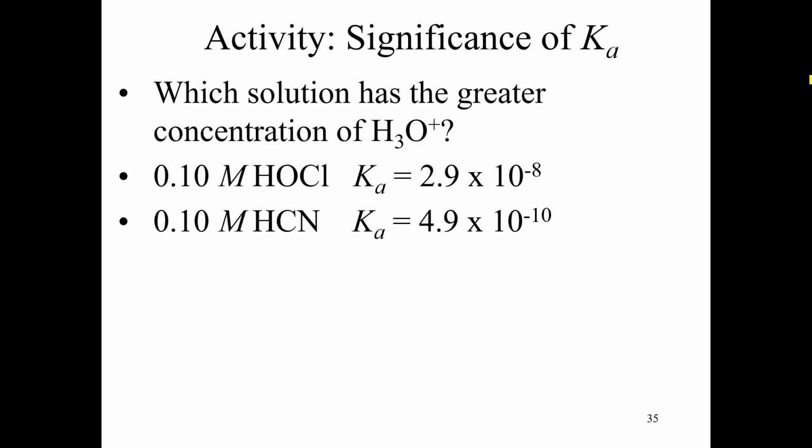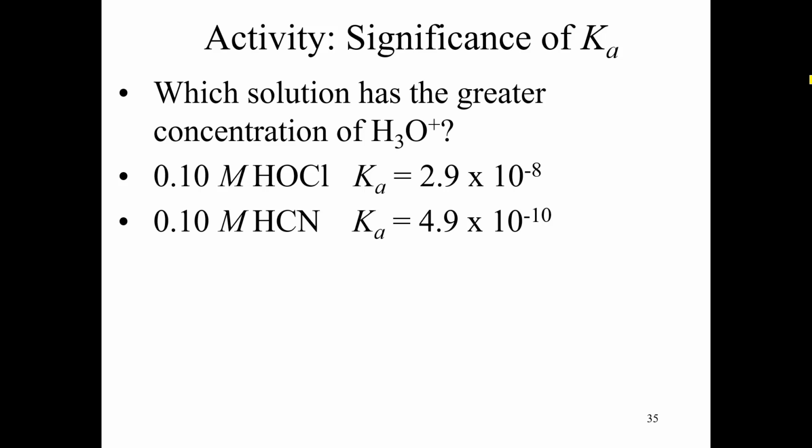Remember, you do have an assignment to memorize the names and formulas of the Magnificent Seven, right? The 7 strong acids that we commonly use in the lab. Okay, so here are the Ka values of each. I'm going to give you time to pause the video and think about this question and see which one has the greater concentration of hydronium ions.